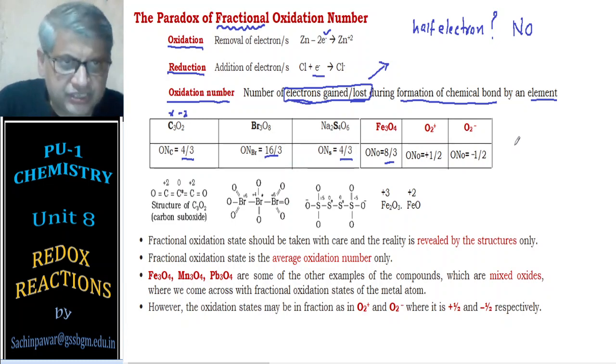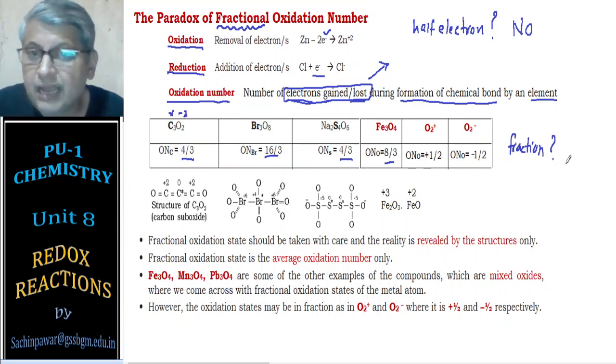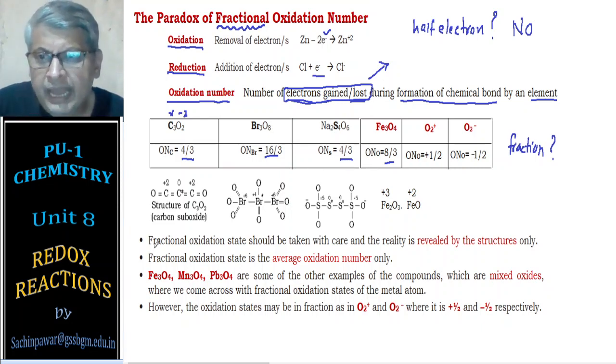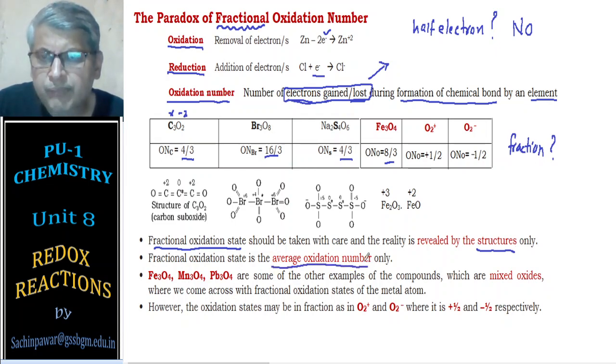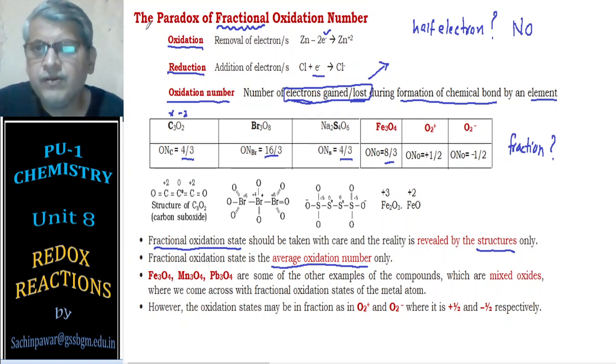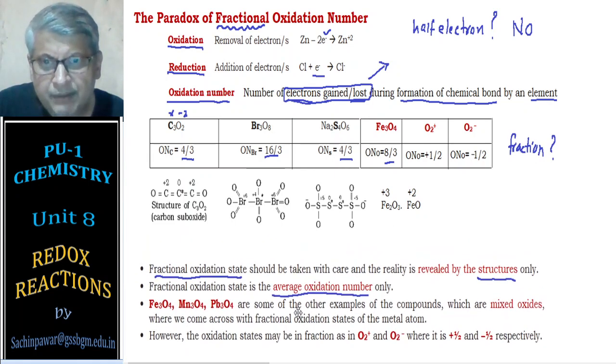They are fractions. The question comes, why? What do you mean by a fraction? Whenever we have a fractional oxidation state or oxidation number, it will reveal the structure. It is actually the average of the oxidation numbers of all the atoms of the same element present in the compound.